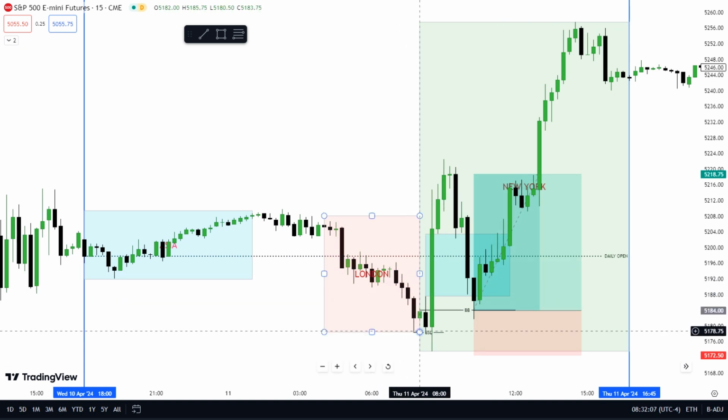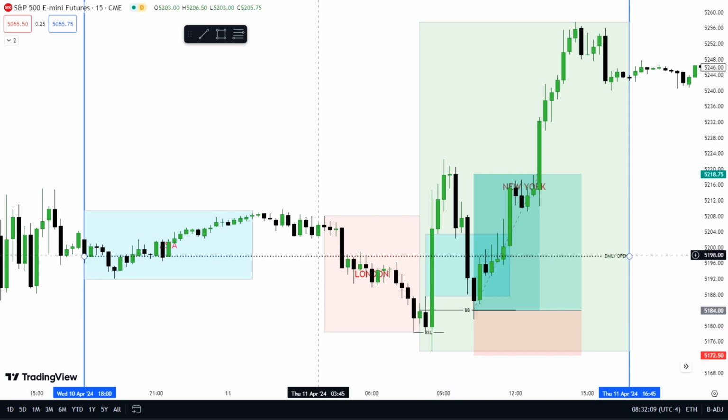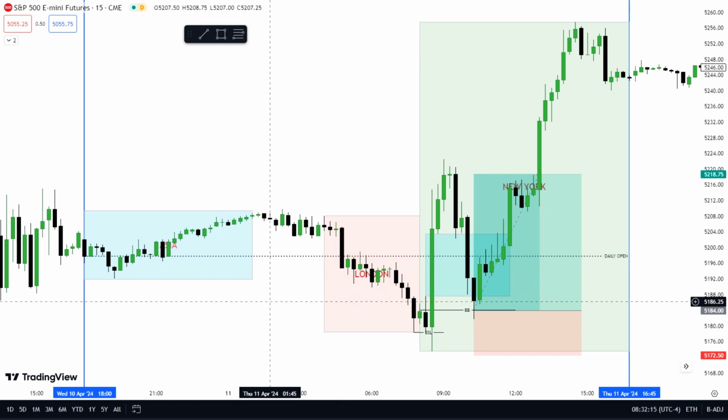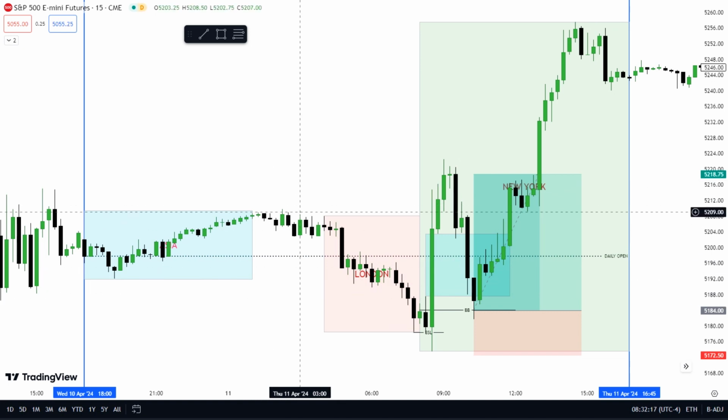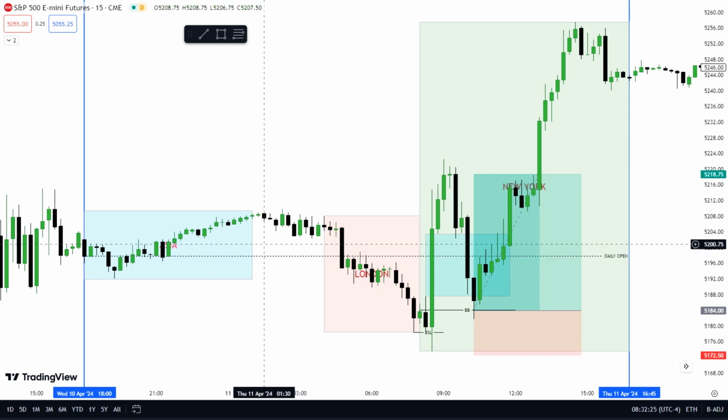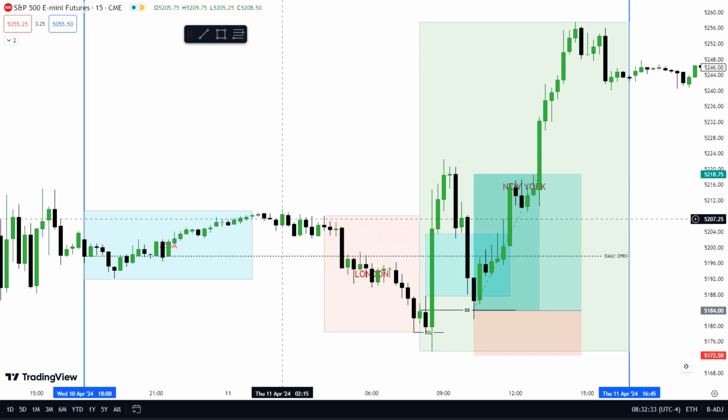After that, what do you want to see? You want to see New York manipulate. And where did it manipulate? Below the daily open. So this is also one thing I wanted to tell you. Whenever you are analyzing a chart, when you are above the daily open, what do you want to be looking for? For selling models. Okay, don't even look for any buys above the daily open.